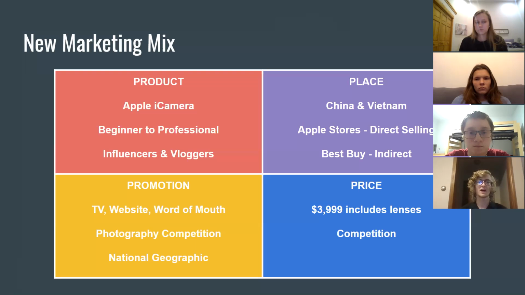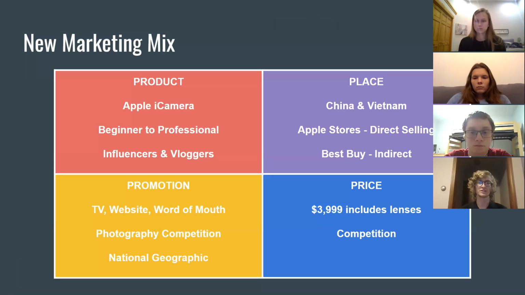For promotion, obviously Apple already does TV and websites. They have their own website and ads that they run. Word of mouth will be a big part of it, because again, with the social categories of it, when you have an iPhone, other people want an iPhone. A big promotion for our camera would be maybe a photography competition, bringing people together from all over, taking pictures with just their iPhone, and then the winners would get an iCamera and they would be featured maybe in their ads or TV commercials.